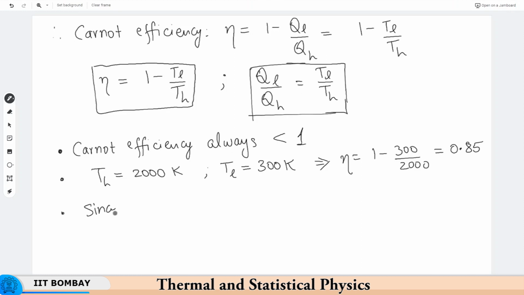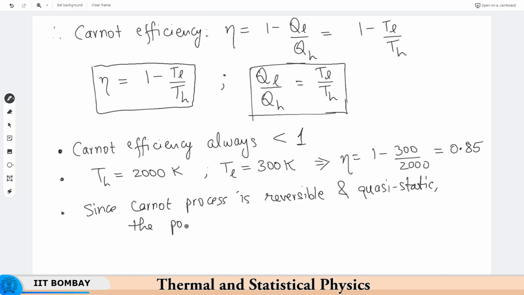So, basically, since the Carnot process is reversible and quasi-static, the power output basically tends to 0. So, we cannot really extract anything useful out of this engine, and this is purely a theoretical framework, okay.